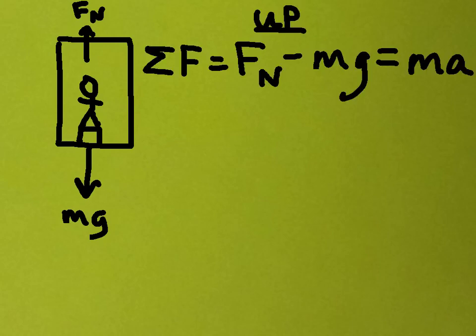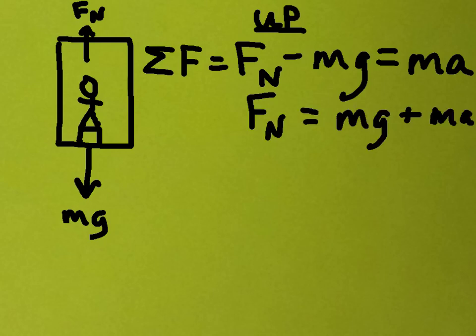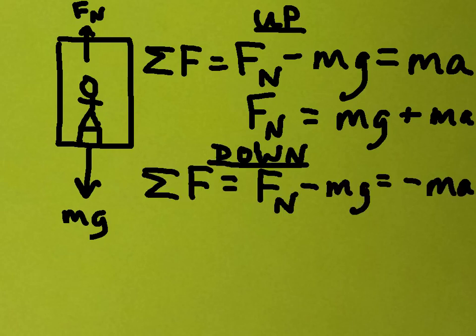The formula when going up is going to be the normal force minus mass times gravity in the opposite direction will be equal to mass times acceleration, where acceleration is positive. So essentially the acceleration of the elevator adds to gravity times the mass, and that tells you the normal force. But if the elevator is going down, the net force equation includes a negative component for acceleration.